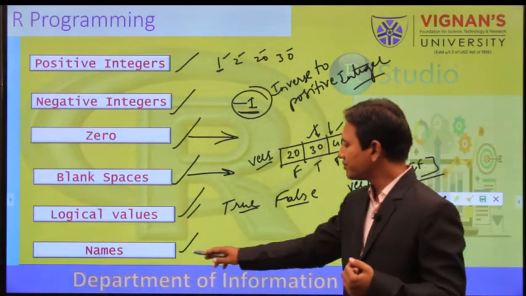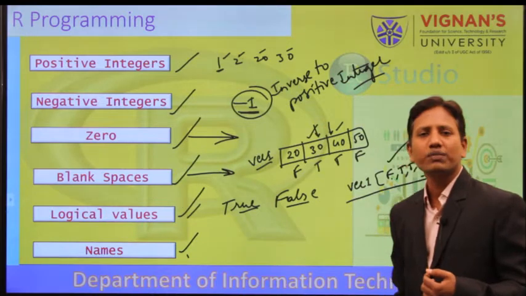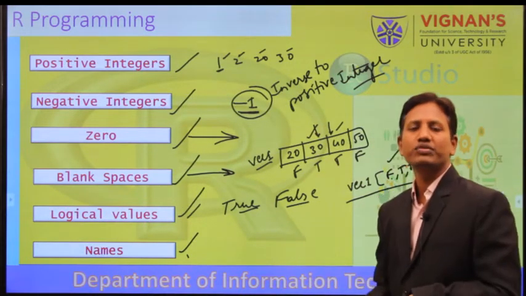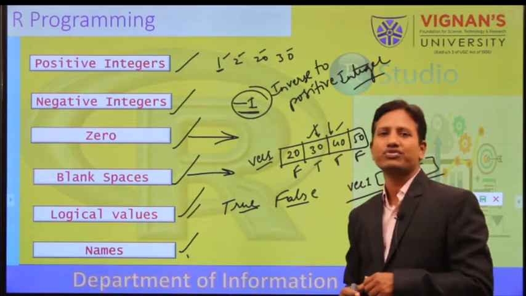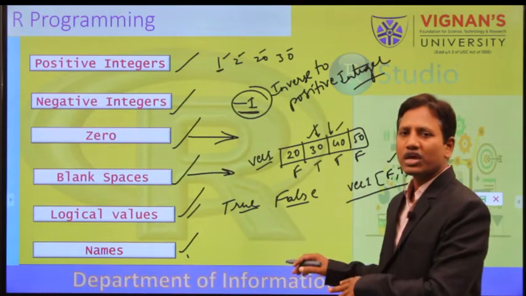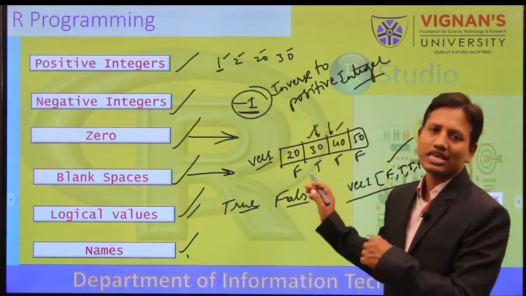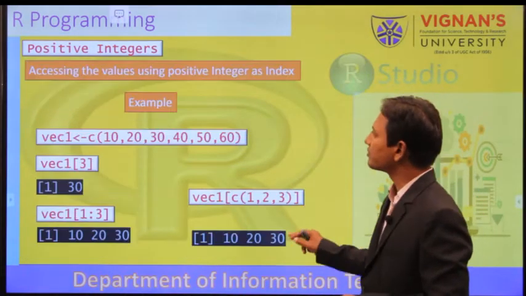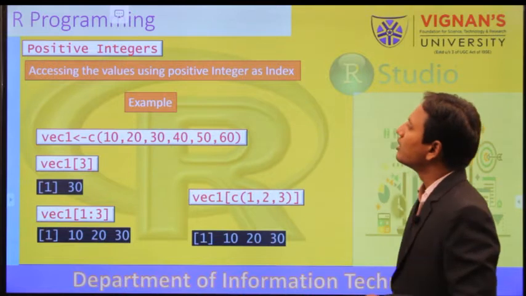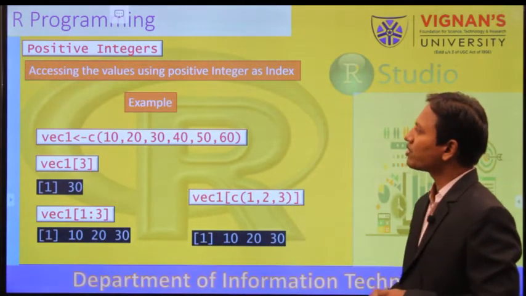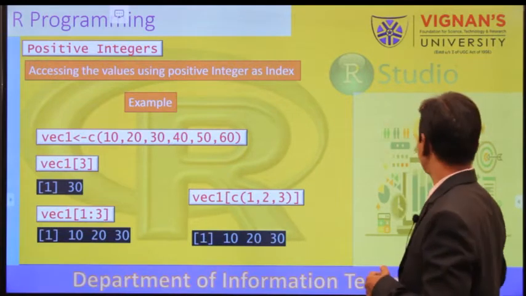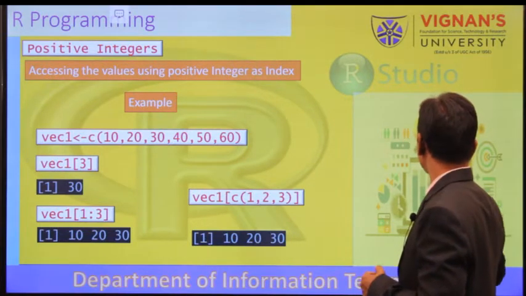And names. If I have the column name, then I can use that column name to select those values. We are going to see all these methods with examples. Let's talk about positive integers. How these positive integers can be used to access the values.